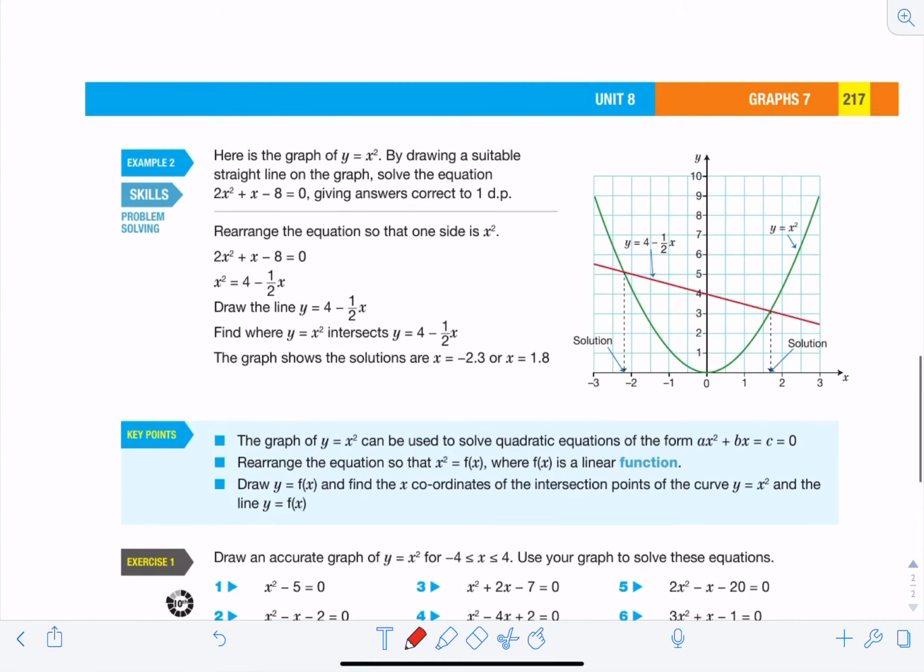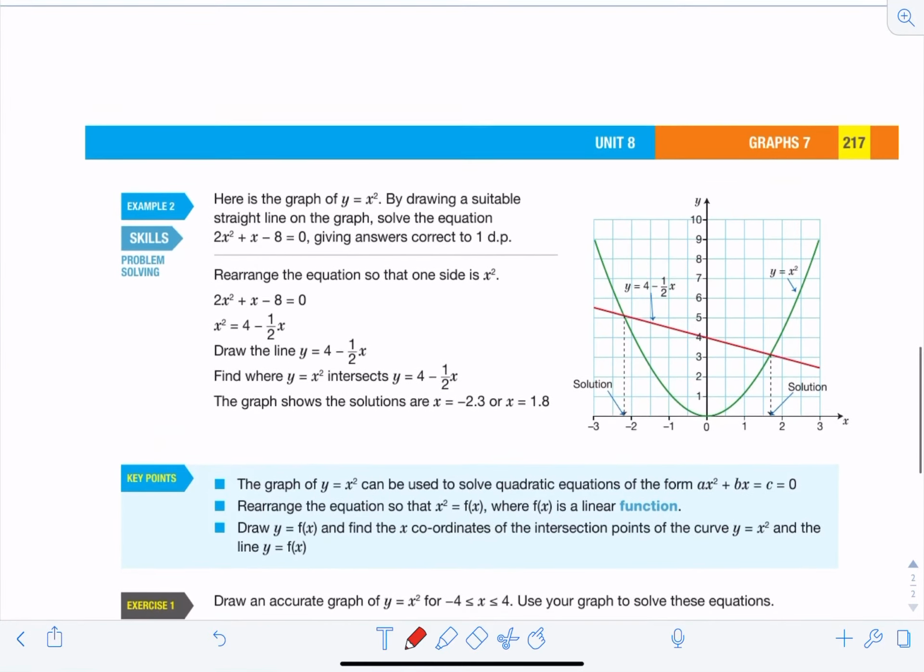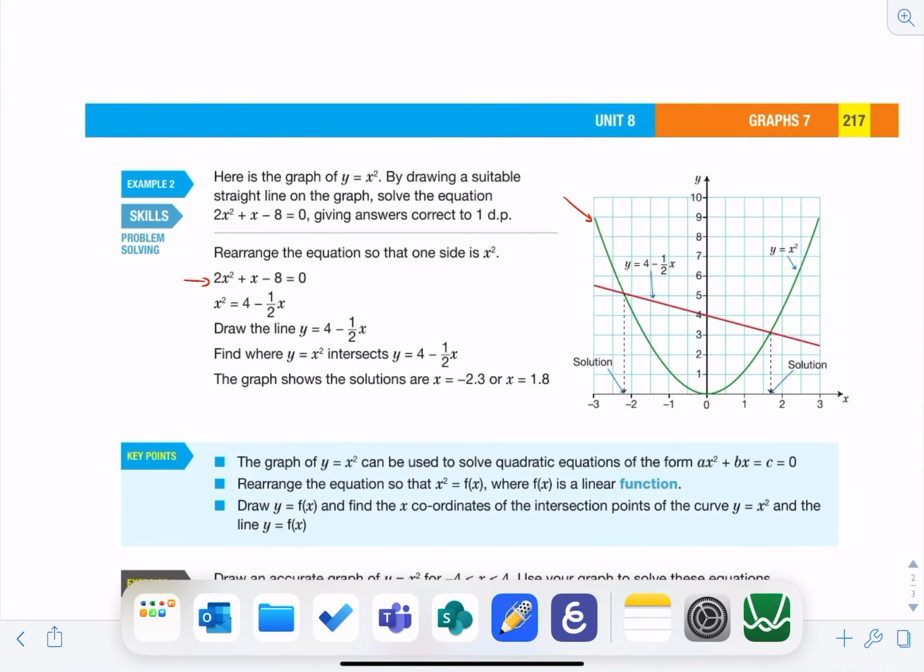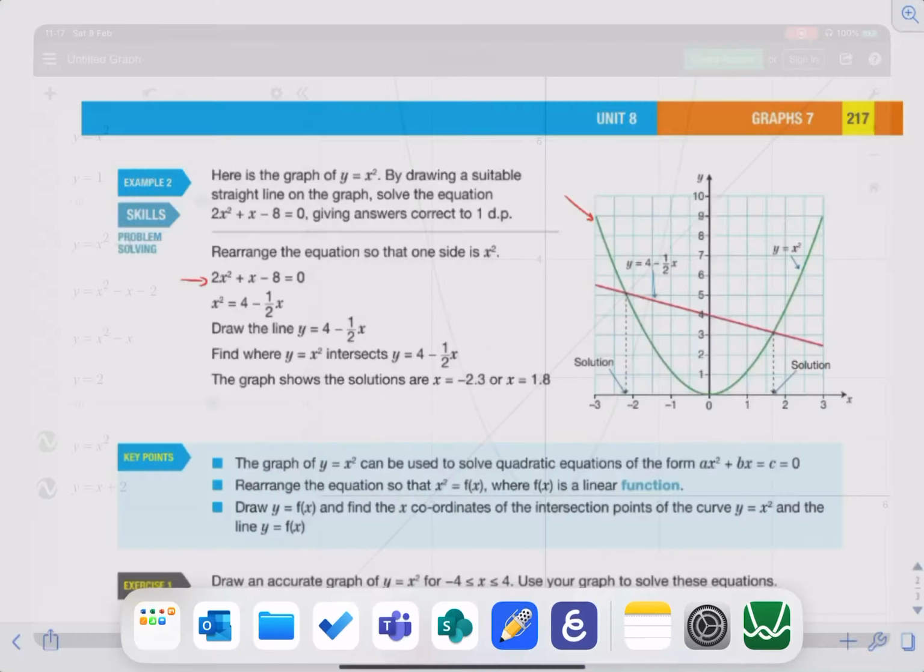I'll just go through this other example, which is the next one on. But I'm going to use exactly the same thing just because I can, because this x squared, the green line here, is just such an easy thing to start with. Because I don't know what the graph of y equals 2x squared plus x minus 8 is. I'll have a go though, actually. I didn't prepare this one. 2x squared plus x minus 8.